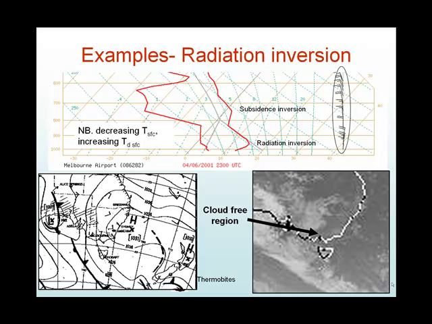You can see that associated with the radiation inversion is cooling as you move down towards the surface, but moistening and increased surface dew point temperature, and that's because the moisture in the air isn't mixed by strong winds, and so it collects at the surface.